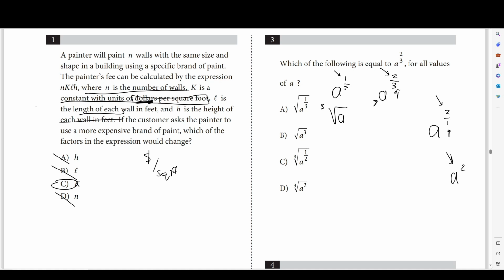So now I can combine both those details together, and I know that because this is the power that I'm raising a to, the power of 2 over 3 is equal to a squared, and then this is the power of the root, so 3 root, or cube root, right? And that's going to be choice D.